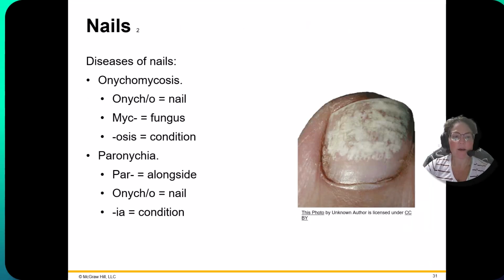Then we have diseases of the nail. Remember earlier in this lecture, I said that the root word or combining form for nail is onyc or onycho. You can see here, this top term, onychomycosis. So starting at the end, our suffix osis means condition. And onyc means nail, and myc means fungus. So condition of a nail that has fungus. Paronychia. This one, we've got par, which is a prefix, means alongside. Onych means nail. And then ia means condition. So condition alongside of the nail.